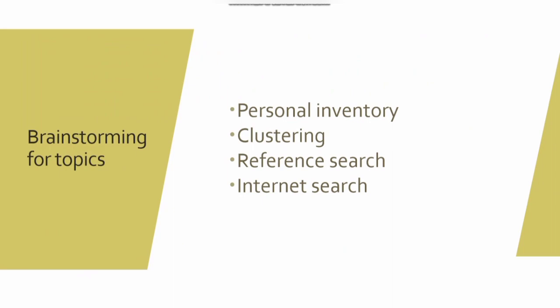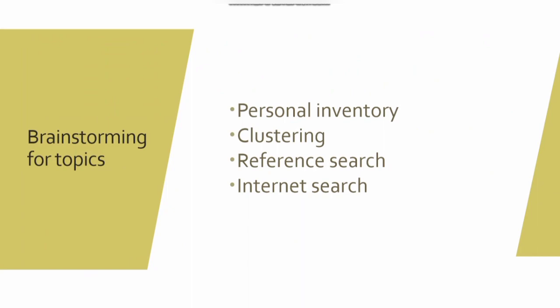Okay. There are some ways in brainstorming the topics. The first one is personal inventory. Second one is clustering. The third, reference search. And the last one is internet search. Okay, let's see it one by one.